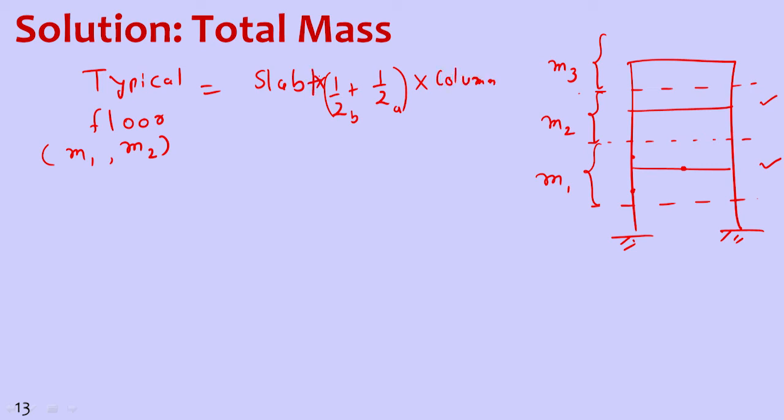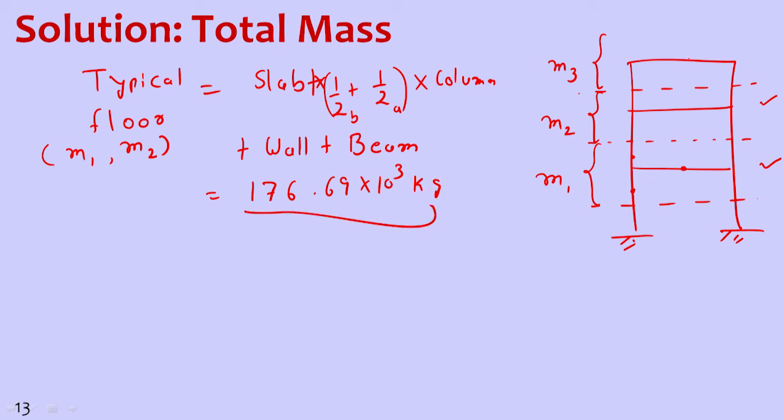So slab plus half the column below and half the column above, and here it will be plus the entire weight of the wall plus the weight of the beam. So it will give us the mass as 176.69 into 10 raised to 3 kg.